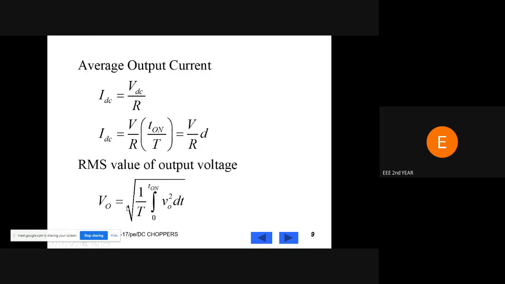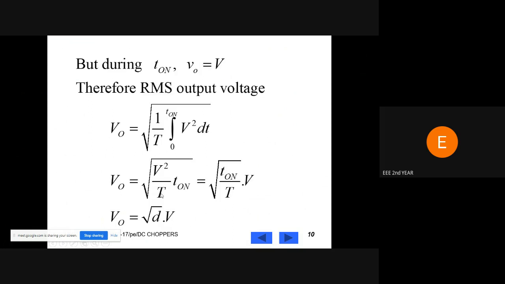So it was expressed in terms of V naught equal to the square root of 1 by T, the integral from 0 to T on of V naught square into D. While substituting these values, we can get the solution as V naught is equal to root of D into V. That is, V naught is equal to root of 1 by T integral of V square dt. V square is what we just expressed as V into duty cycle D.